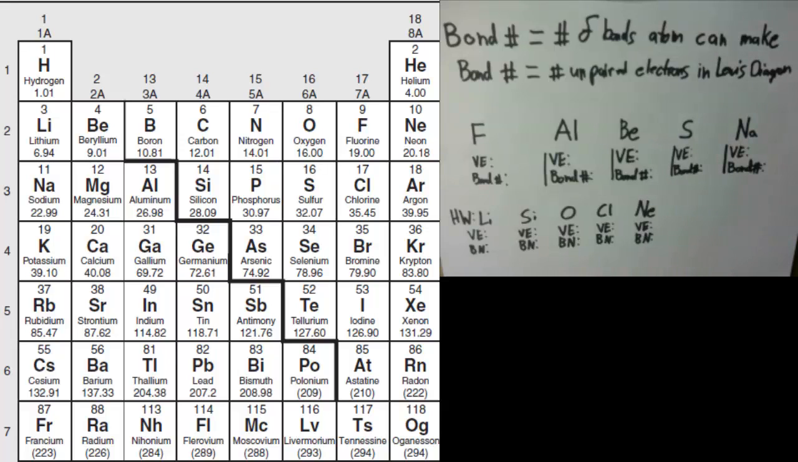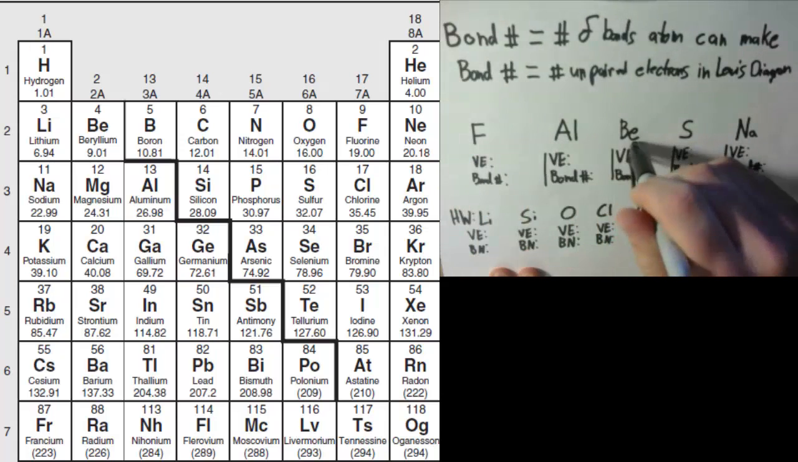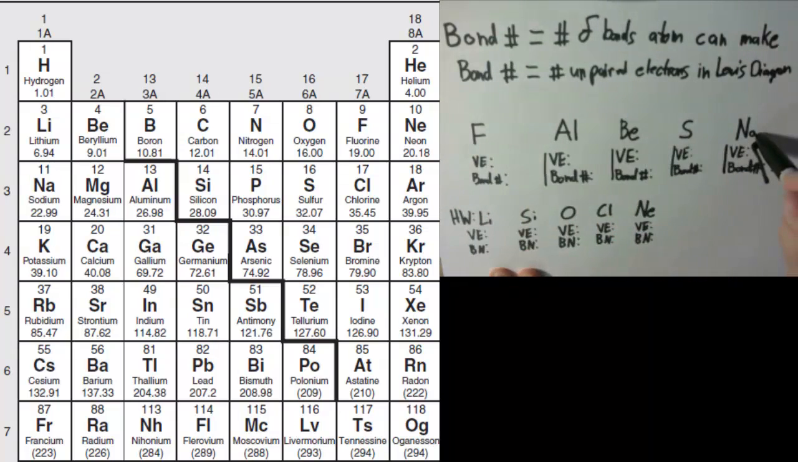If we take a look at the first example up here, we've got fluorine. We're going to do aluminum, beryllium, sulfur, and sodium afterwards. And what you're going to notice is that we're using the same two sets of elements alternating so that I can give you answers to part of it, and you can also get good practice.